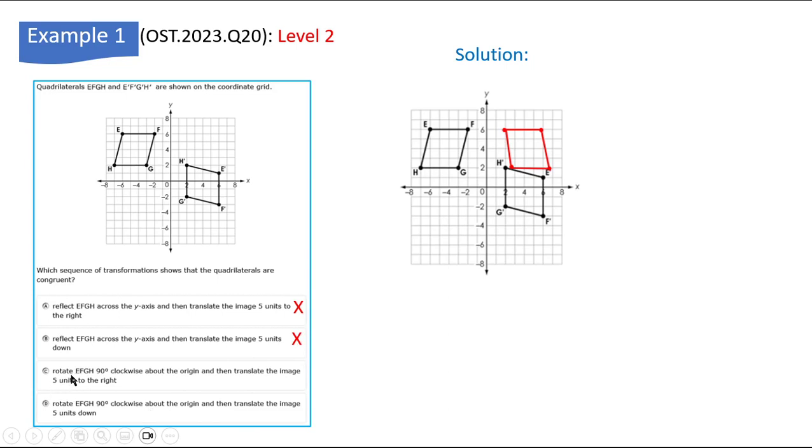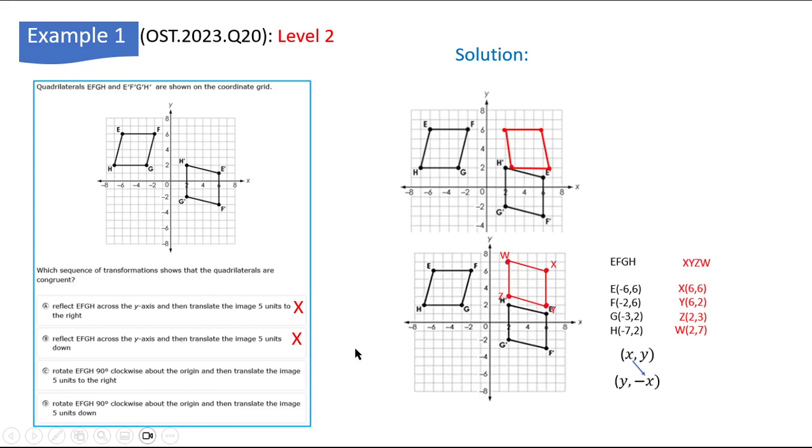Rotate EFGH 90 degrees clockwise about the origin, and then translate 5 units to the right. So let's see what happens with the rotation. Again, you need to see the previous video, where I have explanation about all these rotations and translations. Here, what I did is I rotated EFGH clockwise about the origin, going to the right.